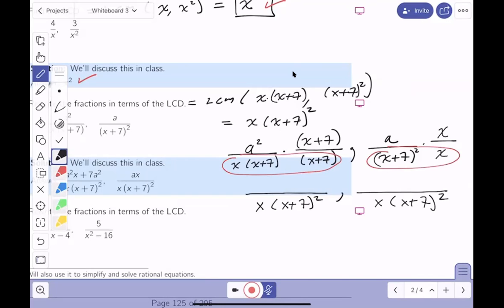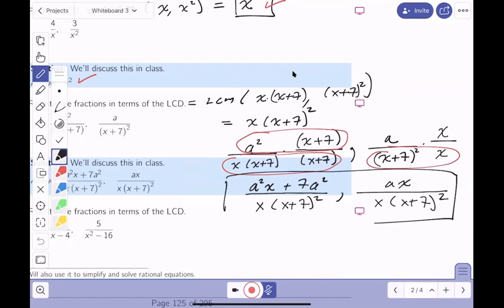A squared x plus 7a squared. Let me point out what I just did here. I multiplied this. Let's do the next one. Next one's pretty easy, just ax. I'm going to put a box in this indicating that's my final answer.